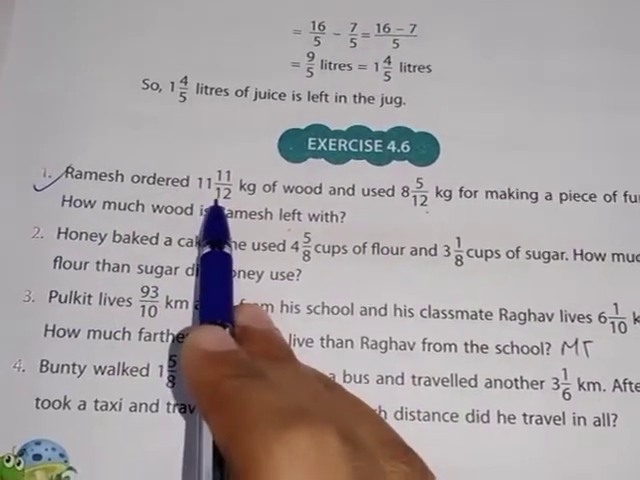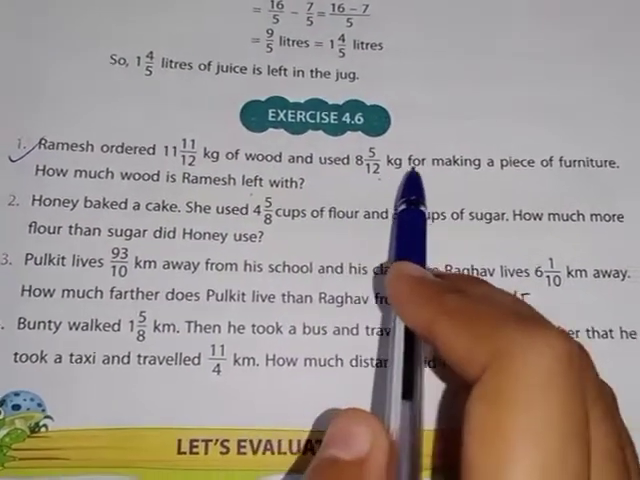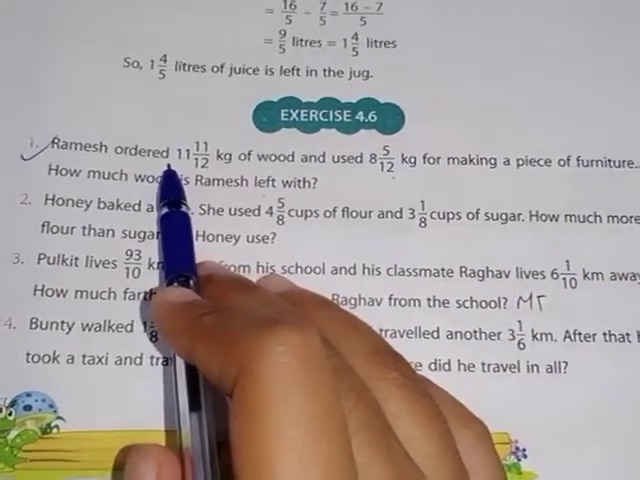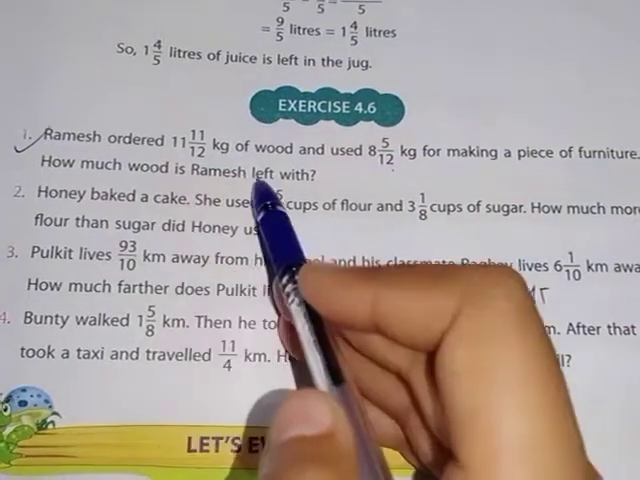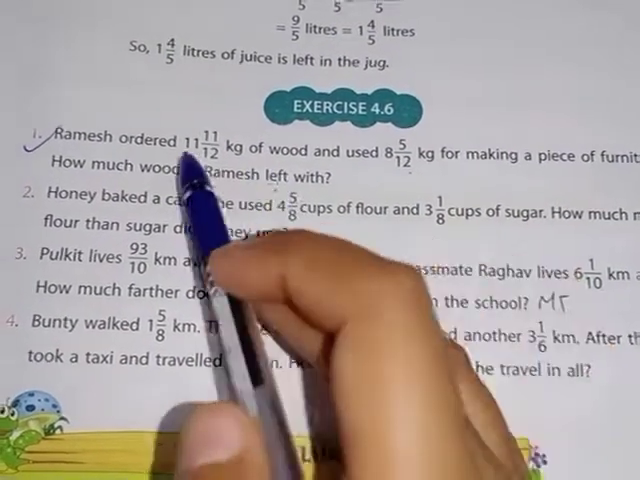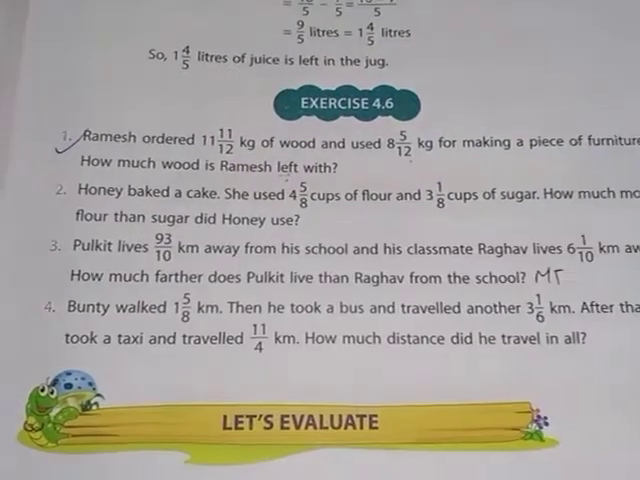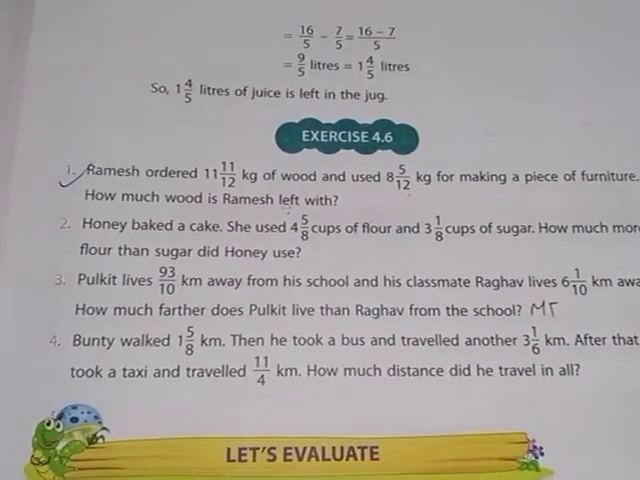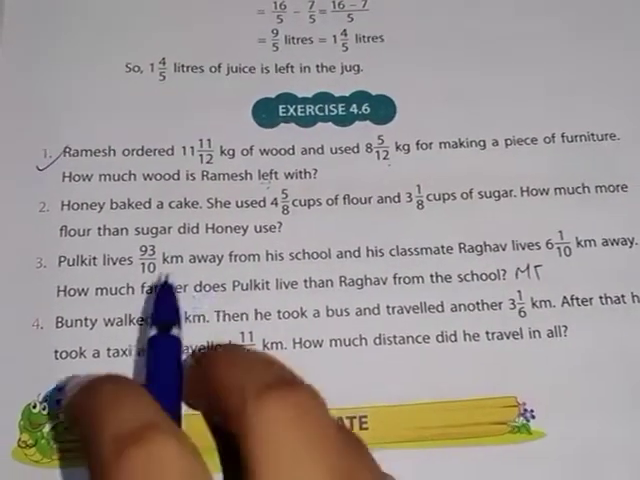Ramesh ordered this much kg of wood. Total wood was this much, and out of this much he used for making furniture. What is the wood left with him? Very simple. 11 whole 11/12 minus 8 whole 5/12. You do the subtraction and it is the like fraction. No need to find LCM and all. Directly we will get the answer.